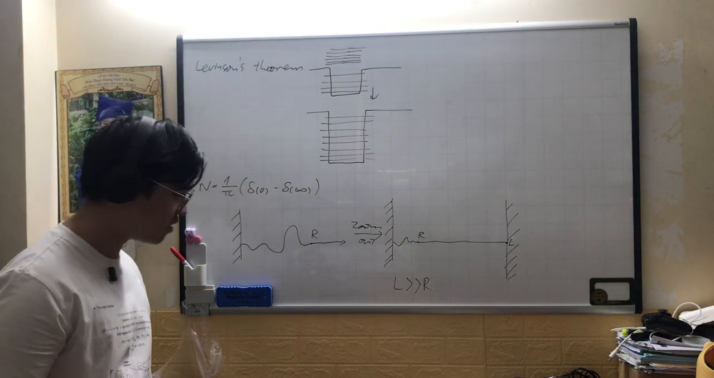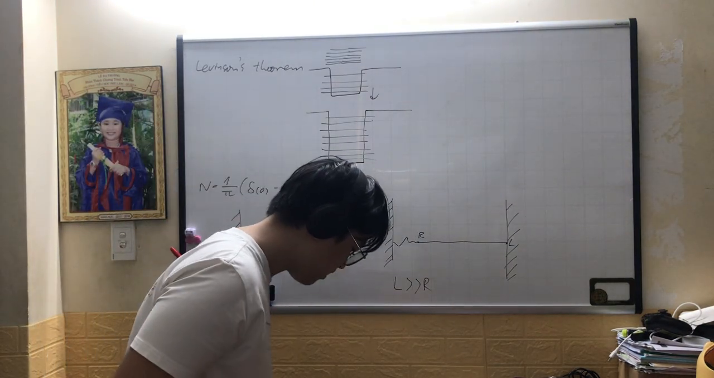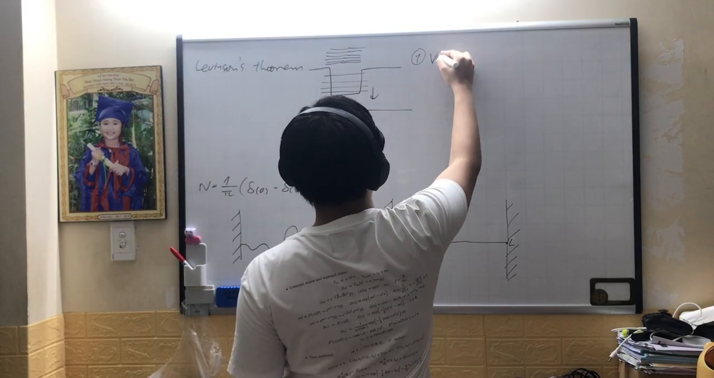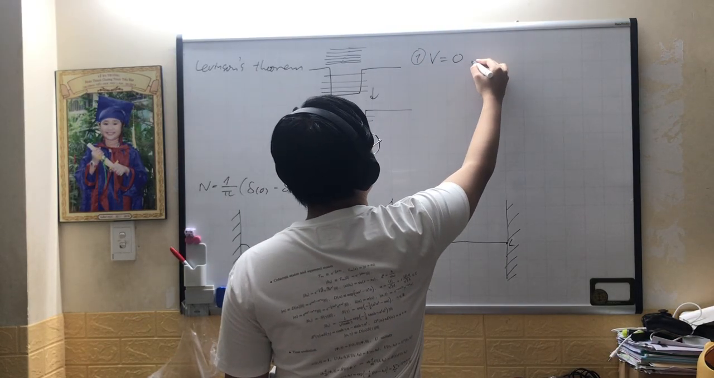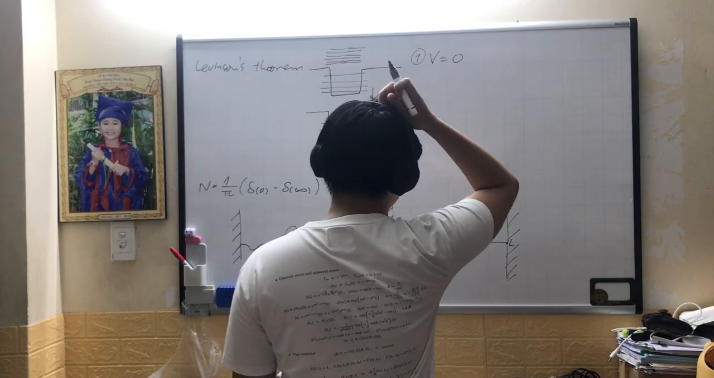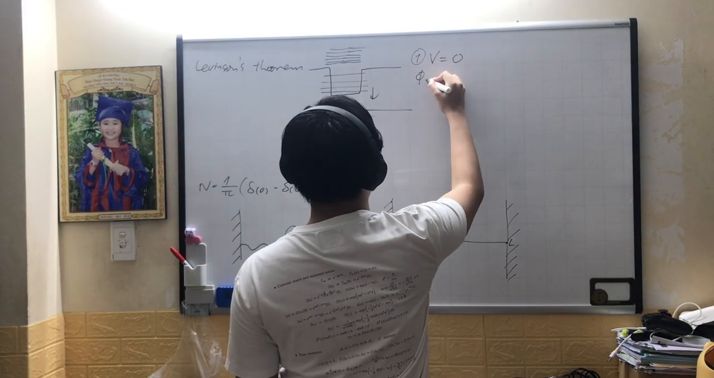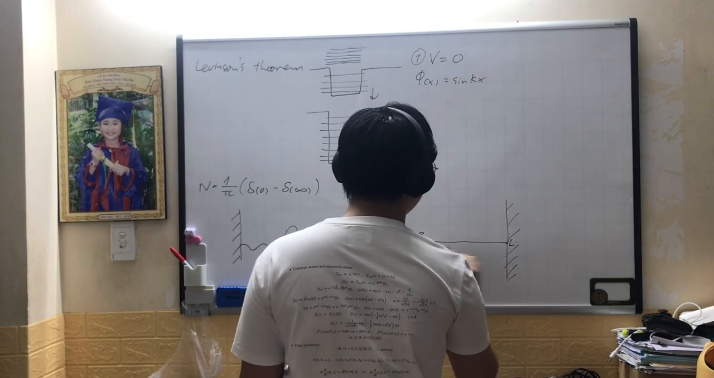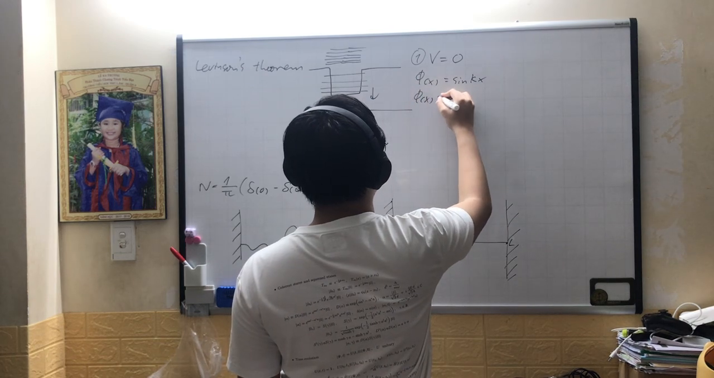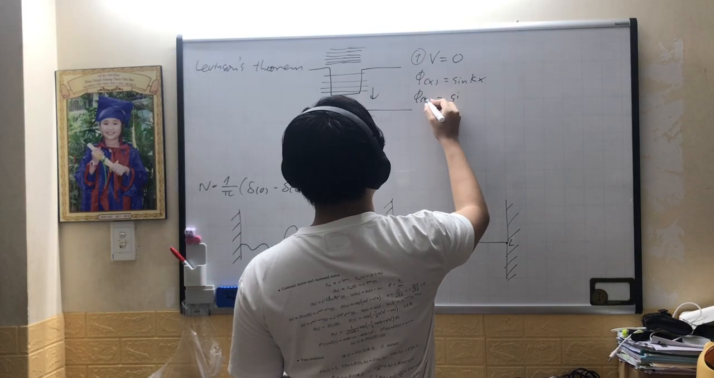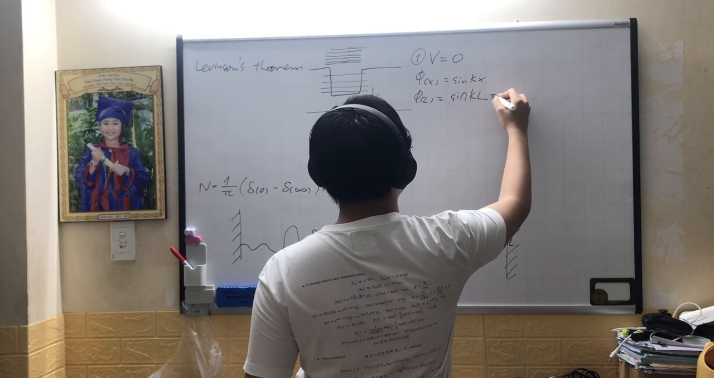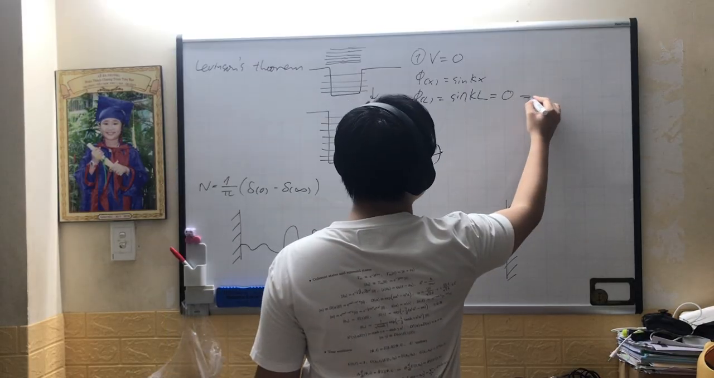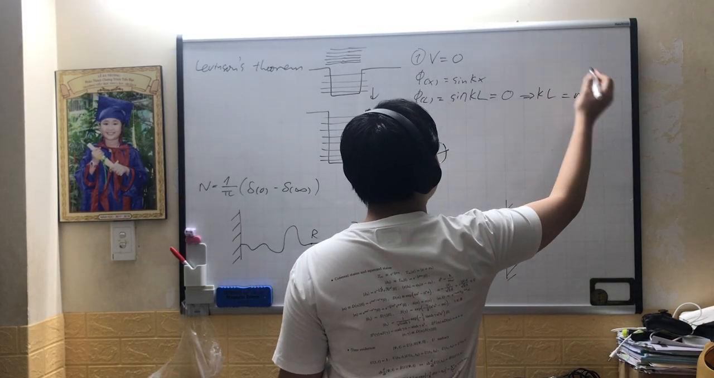Now we're going to take a look at the two cases: where V of x is equal to 0, and when it is not 0. First case, when it is 0, we're going to count the positive energy states. When it is 0, you have your phi of x as sine kx. As it goes to L, phi of L is going to be sine kL, and it's going to equal 0. So when it is equal to 0, we get kL is equal to n pi.